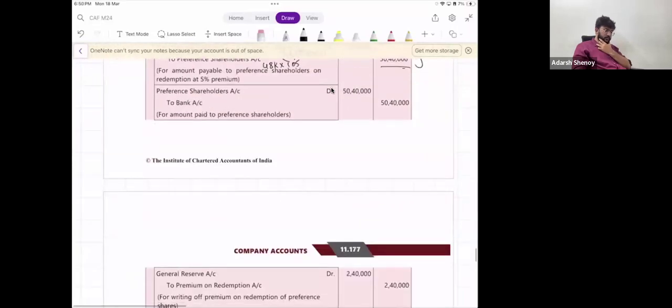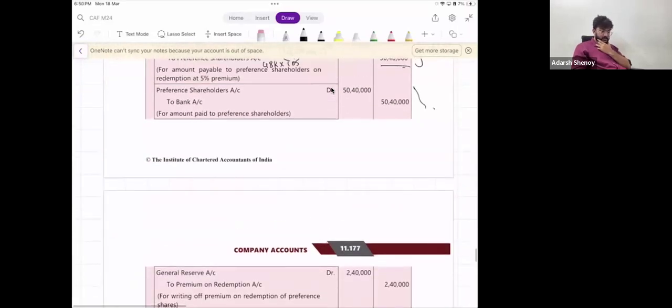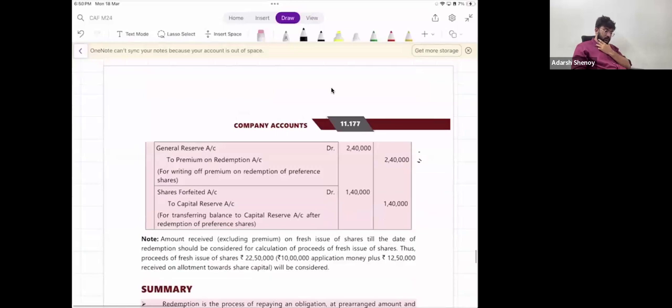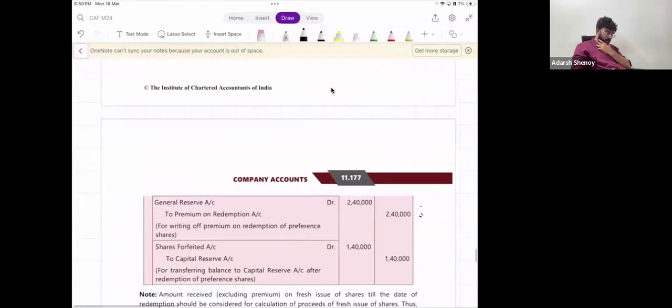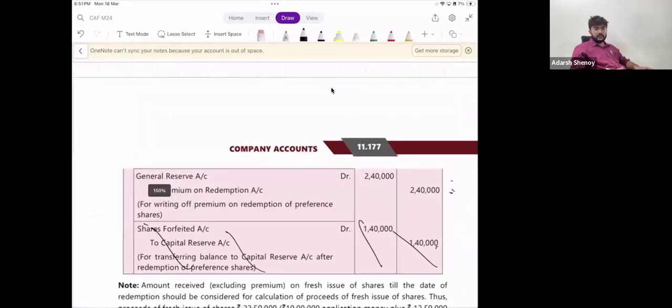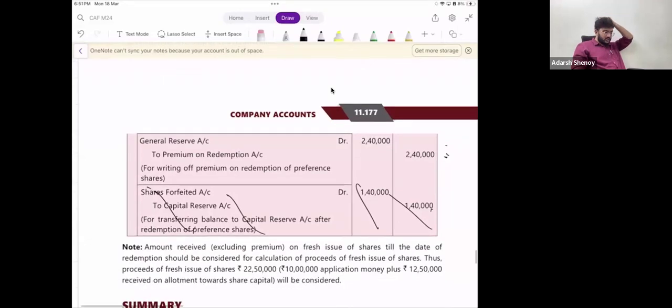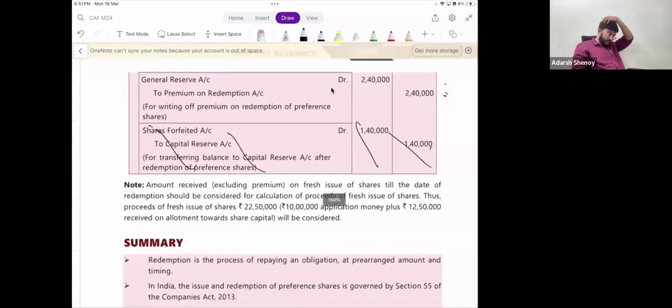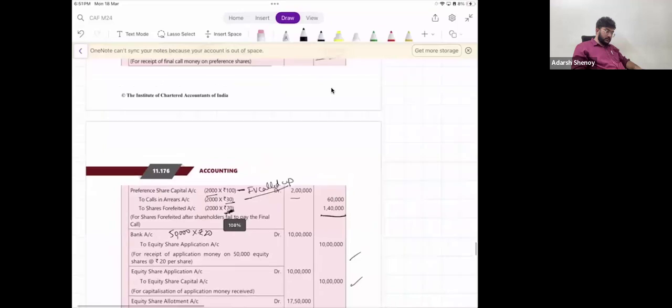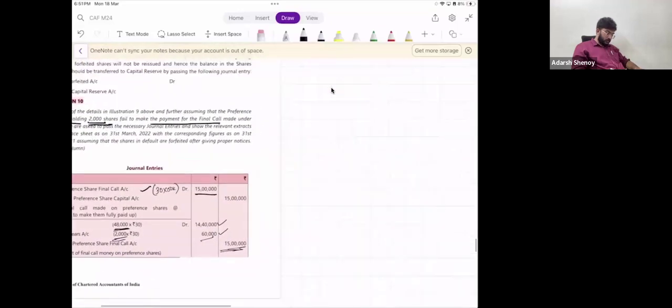Then the payment entry for the shareholders. So you have to make the payment, and one more entry is to write off the premium. That's all. This entry is not required because the shares have not been reissued. We transfer it to capital reserve only when the shares are reissued. In this case, it's not reissued, so you don't have to pass it. Even in the previous problem, I forgot to tell you that you have to pass the write-off entry of premium.